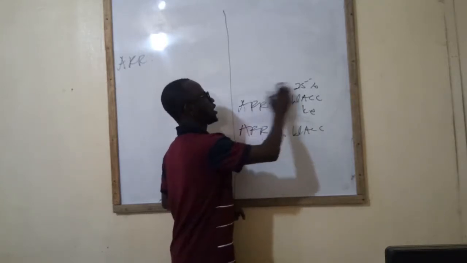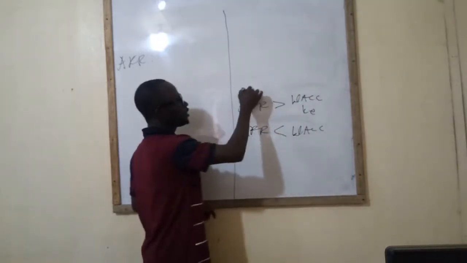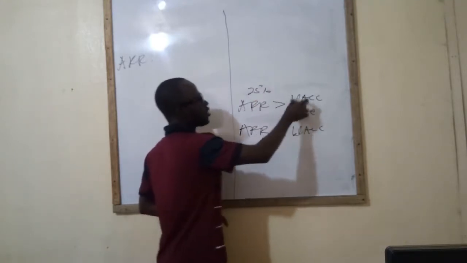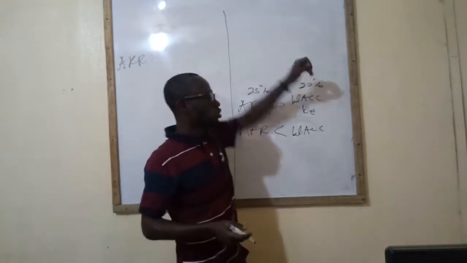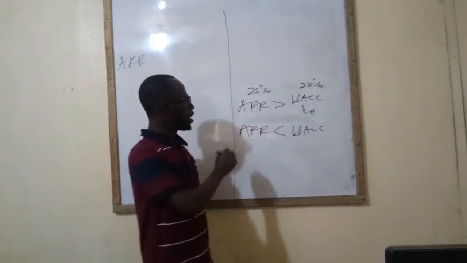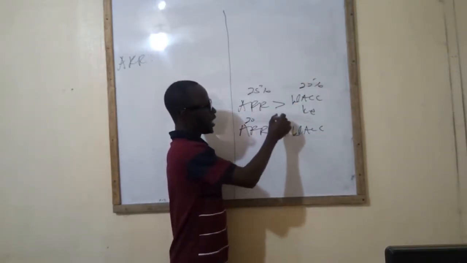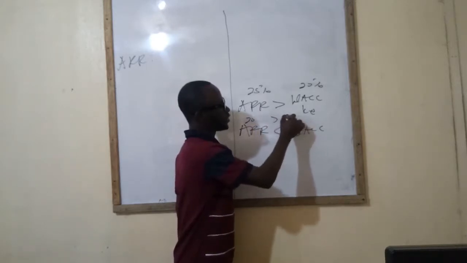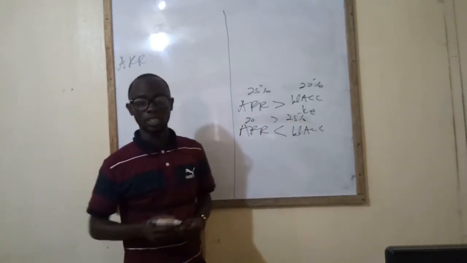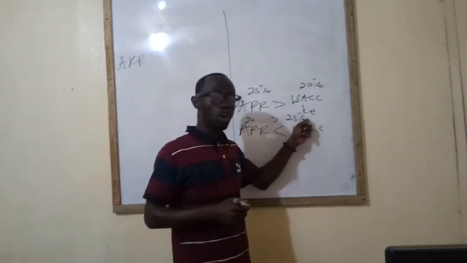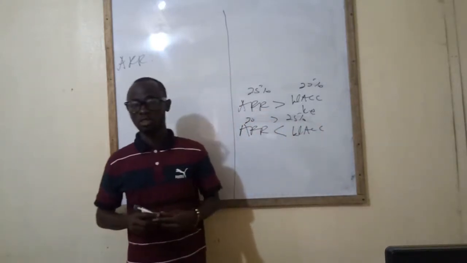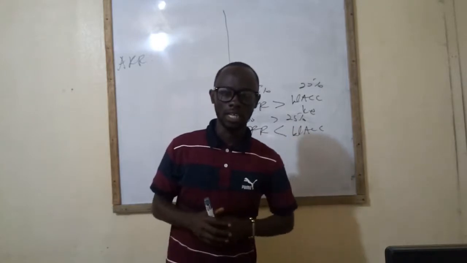Sorry, I made a mistake there. If the rate is 25% and our cost of capital is 20%, it means we'll be earning more, so we accept the project. But if our rate is 20% and our cost of capital is 25%, it means this project is a loss-making project. It can't earn enough to even cover our cost of capital, not to talk about maximizing the wealth of the shareholders.